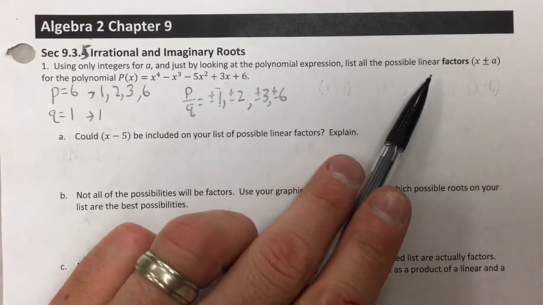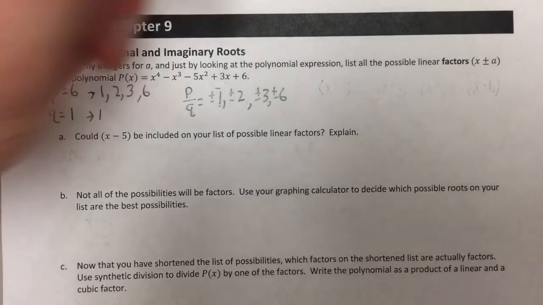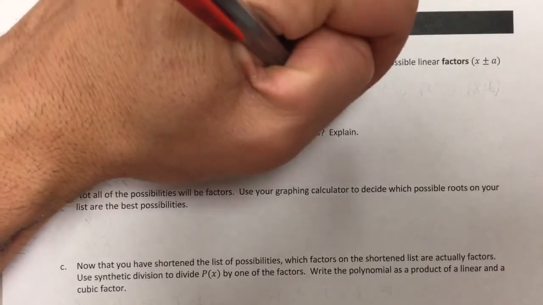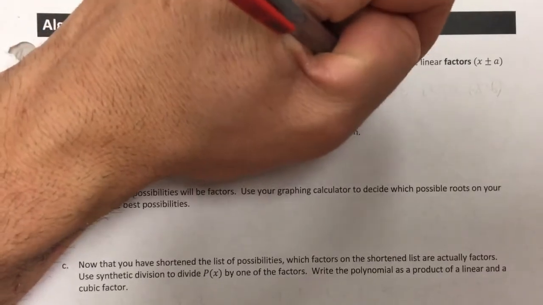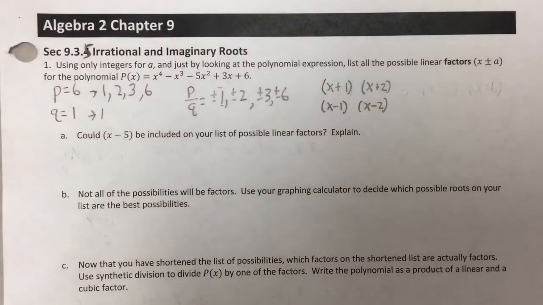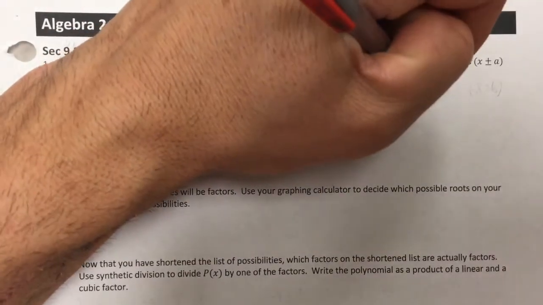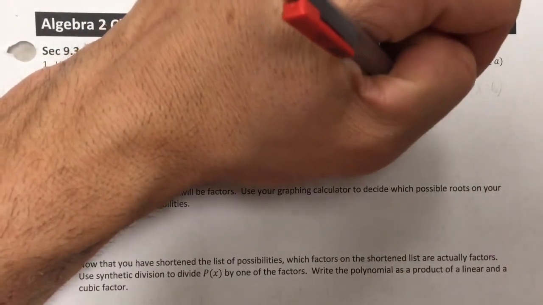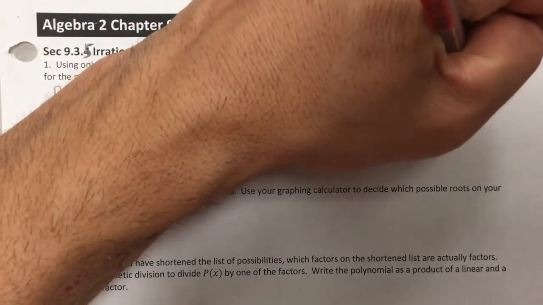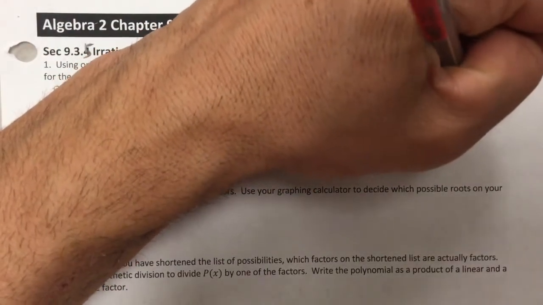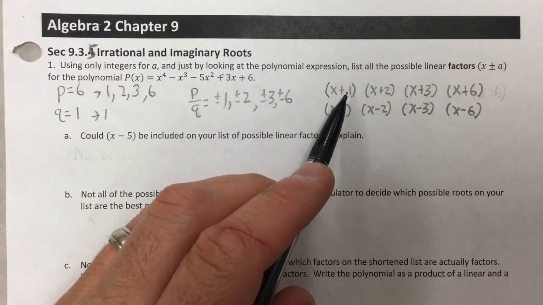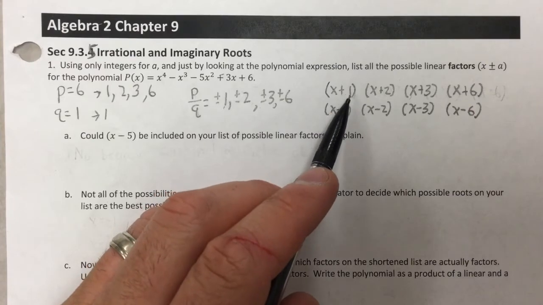This problem actually says the possible factors. So the possible factors would be x plus 1 and x minus 1, x plus 2 and x minus 2, x plus 3, x minus 3, and x plus 6 and x minus 6. And remember, x plus 1 would actually have the root, or zero, of negative 1, because you have to set that equal to 0.